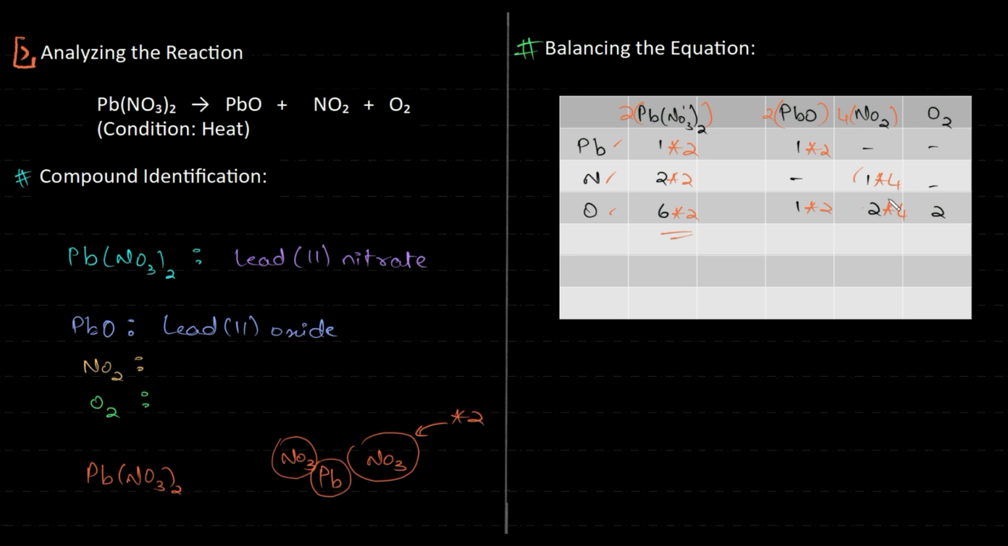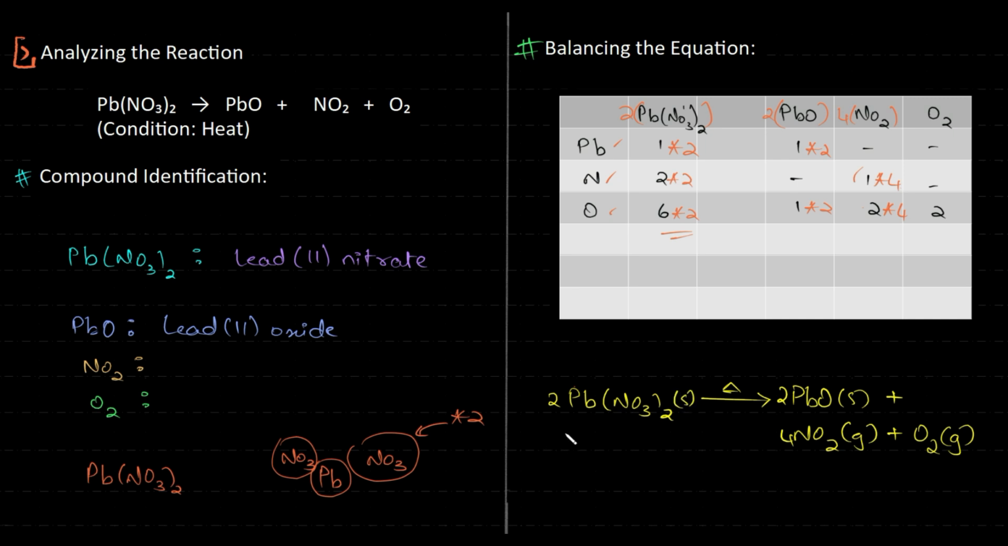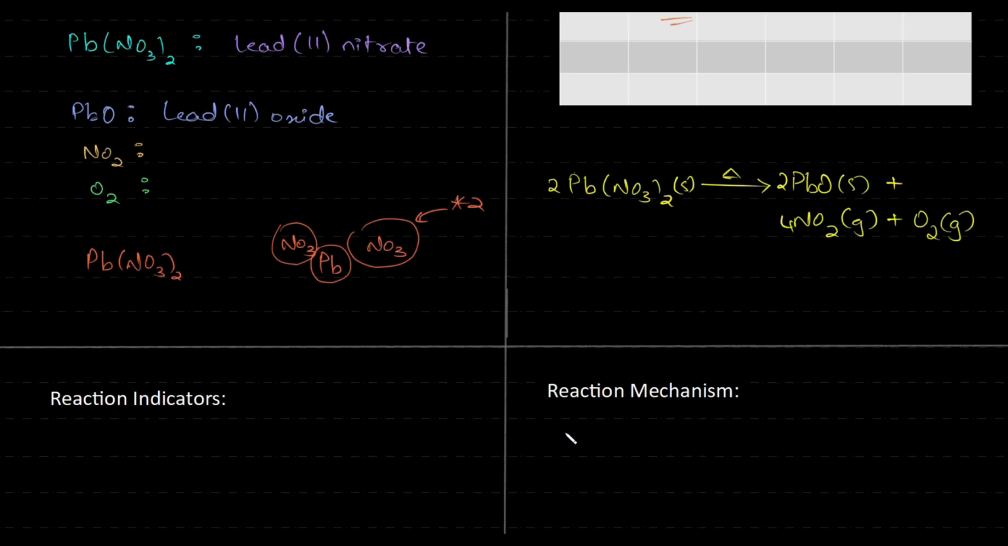Again, pause and try to do it. It's a very simple process. It's like Sudoku, playing with the boxes. Okay, so basically 2 times Pb(NO3)2, supplying this with heat, and we have PbO, which is solid, plus NO2, which is, yes, gas. Oh, sorry, this is 2, this is 4. And we have oxygen, which is again gas. And this is a solid. Agree? So that's basically your balanced equation.